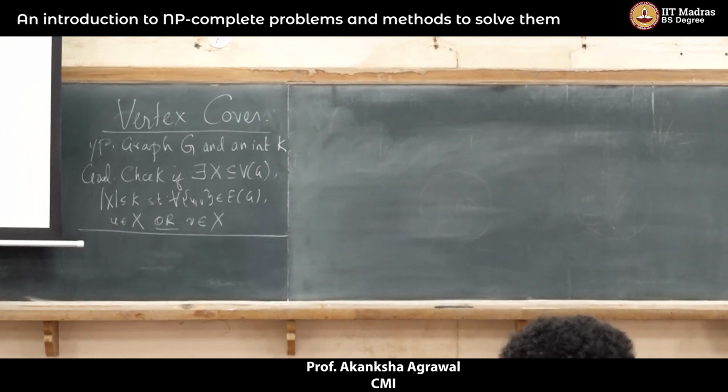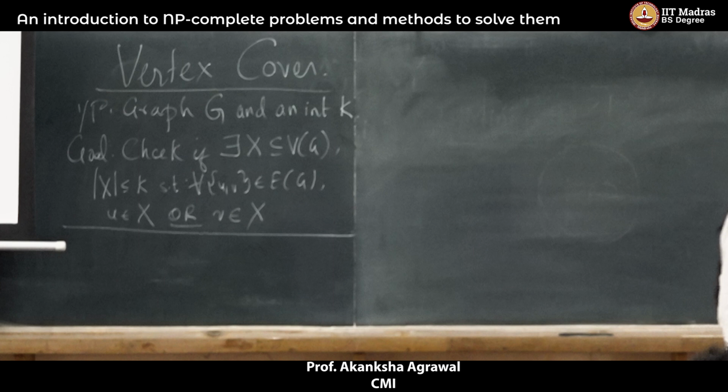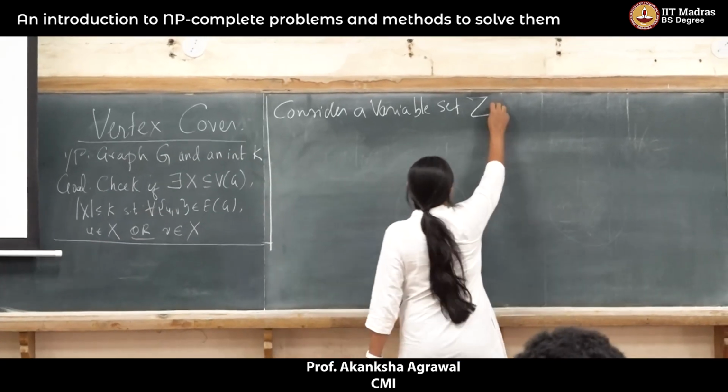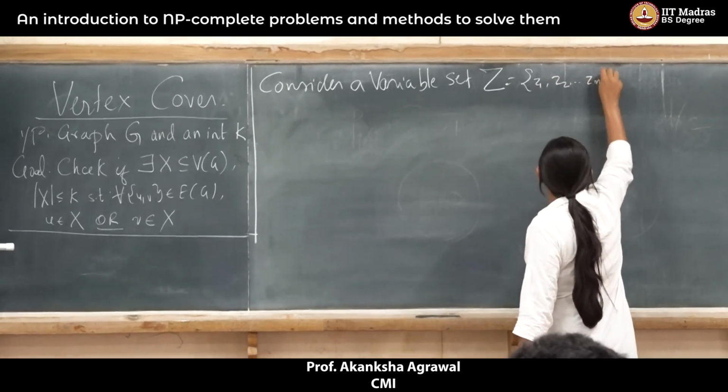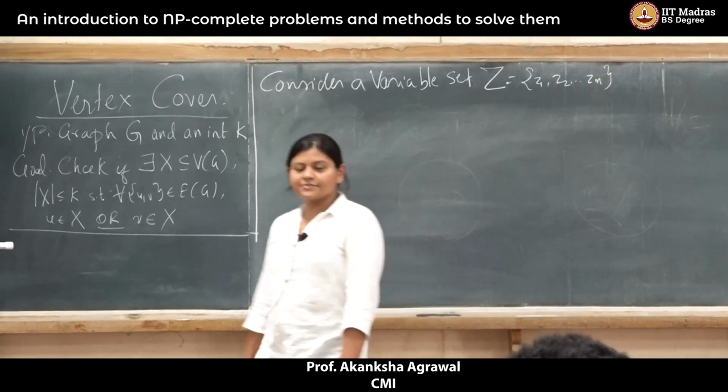The second is CNF SAT. For that I'll build the language a bit. So consider a variable set Z. It's a finite set of variables, say Z is equal to Z1, Z2 and so on up to Zn. N is the number of variables.